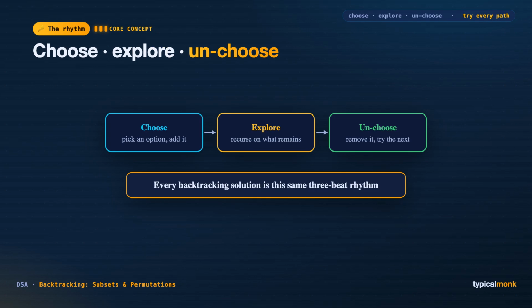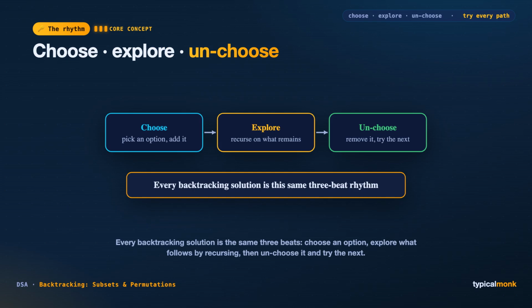Beat three, unchoose. This is the beat beginners forget, and forgetting it is the number one backtracking bug. After exploring, you remove the choice you made. You restore the state to exactly what it was before, so that you can cleanly try the next option. If you do not unchoose, your leftover state contaminates the other branches and your answers come out wrong. Choose, explore, unchoose. Make it, recurse on it, take it back.